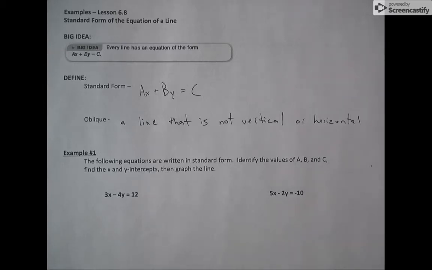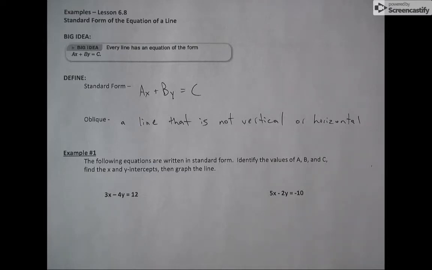So lesson 6.8, we're going to be looking at the standard equation of a line. We've been looking at a whole bunch of different forms of the equation of a line. We looked at the slope-intercept form, y equals mx plus b. And we looked at the point-slope form, y minus y1 equals m times x minus x1. Both were useful in different circumstances when we needed them.